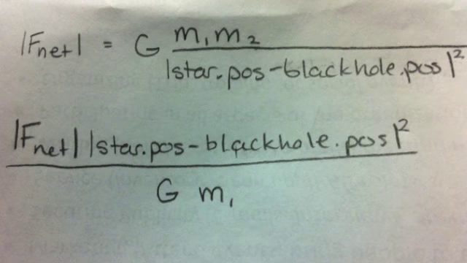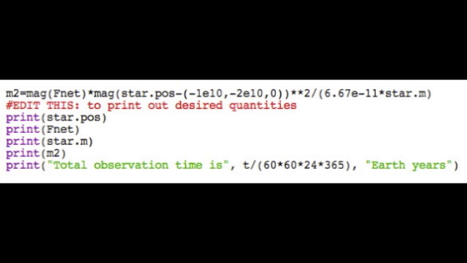To get the formula, I used the formula for the force of gravity and solved for the mass of the black hole, m2. This formula took the magnitude of the net force, multiplied it by the square of the magnitude of the vector distance between the star's final position and the given position of the black hole, and divided this entire quantity by the gravitational constant and the mass of the star. I programmed that formula into the VPython to calculate the mass of the black hole, and then I had the model print the mass of the black hole out at the end.